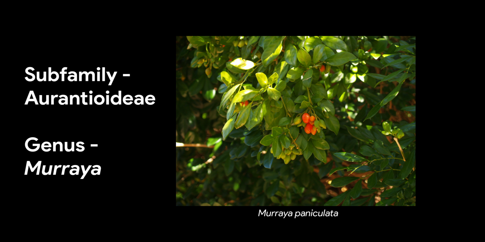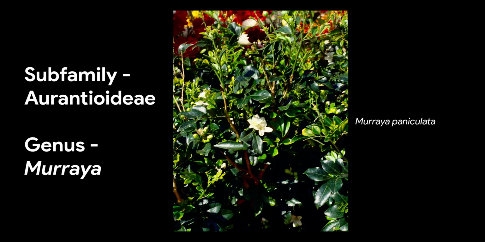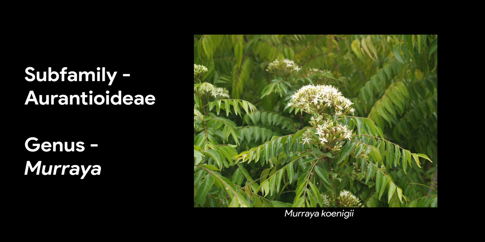Murraya is a genus of flowering shrubs and trees native to Asia, Australia, and the Pacific Islands. The genus consists of around 14 species. Murraya species are used in landscaping and in traditional medicine. For example, Murraya paniculata, which is possibly the most commonly grown. The curry tree, Murraya koenigii, is used to flavour Sri Lankan and Indian cuisine.